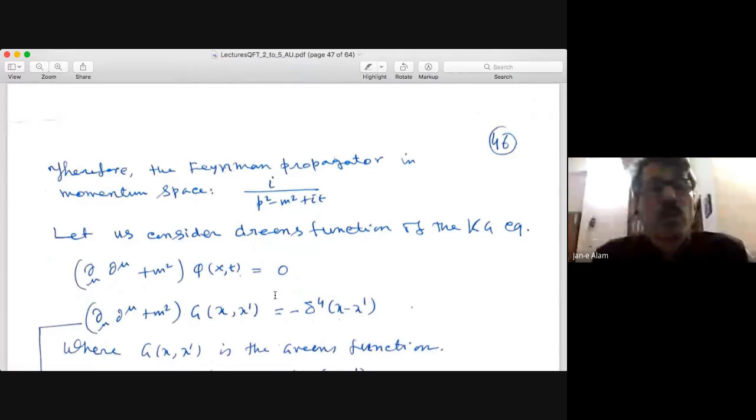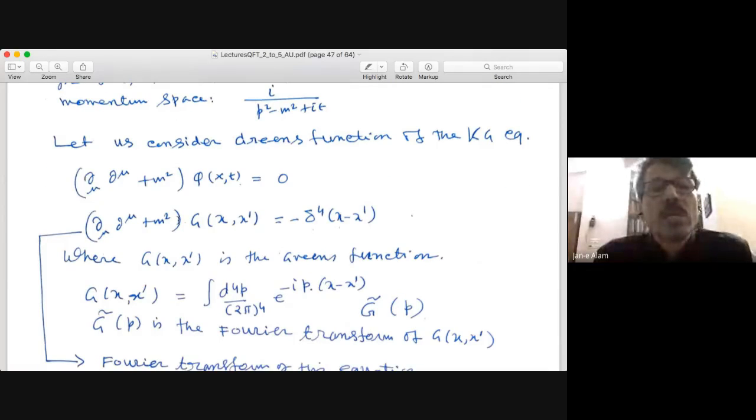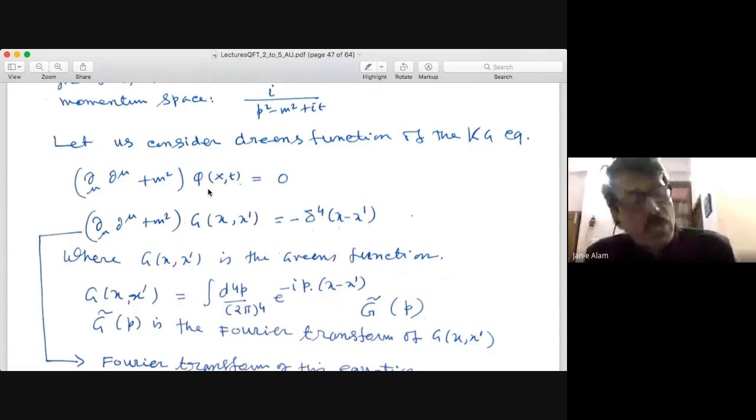Now, as I said, you can also calculate the Green's function of the Klein-Gordon equation. This is the Klein-Gordon equation, so this is (del mu del mu plus m squared) phi is equal to 0. Now I want to find out the Green's function for this equation.